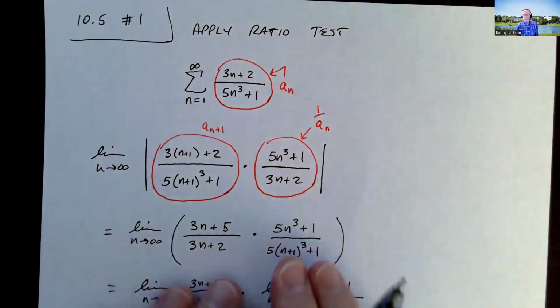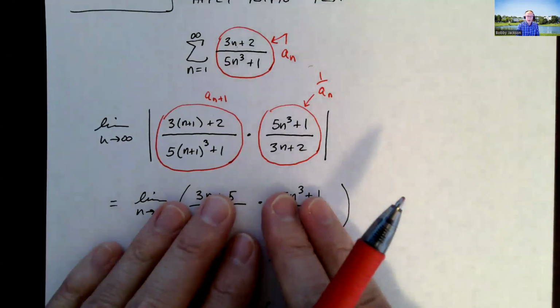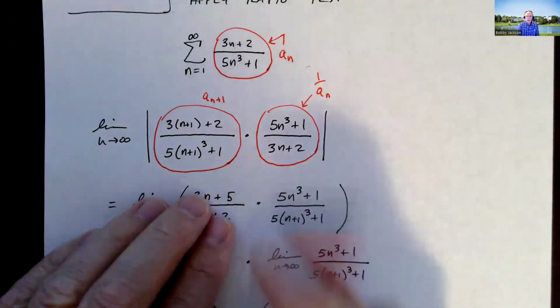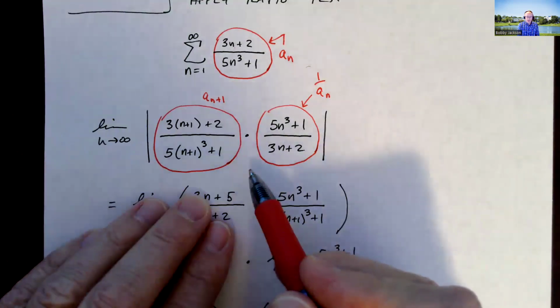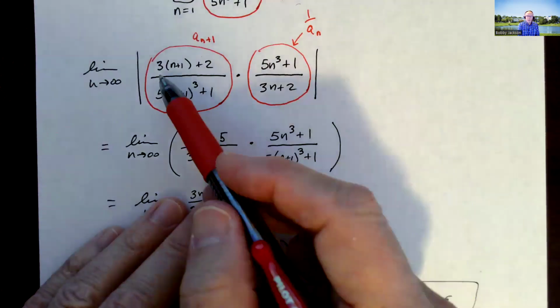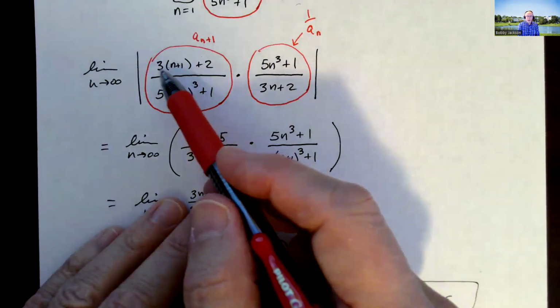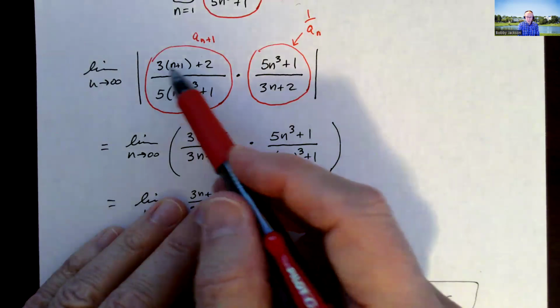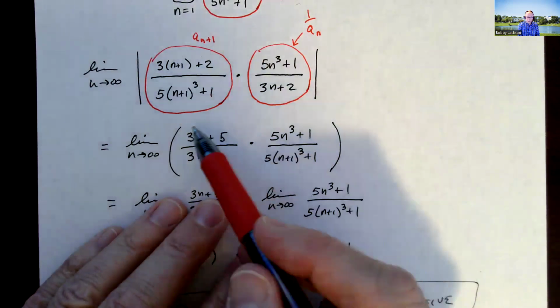Okay, so now what do we do? First of all, we're taking the absolute value, but note for n going to infinity, all these values are positive, and so we can get rid of the absolute value bars. Now, if I multiply here, I get 3n plus 3. 3n plus 3 plus 2 is 3n plus 5.